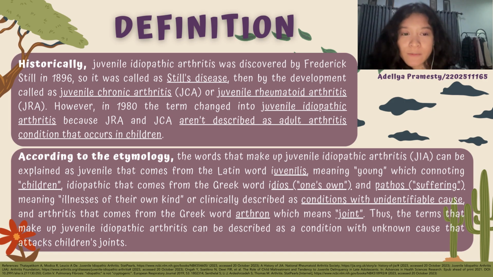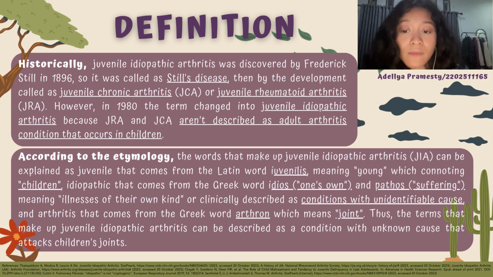So here I'm gonna explain about the definition. Historically, juvenile idiopathic arthritis was discovered by Frederick Still in 1896, so it was called Still's disease. Then, with further development, it was called juvenile chronic arthritis or juvenile rheumatoid arthritis. However, in 1980 the term changed to juvenile idiopathic arthritis because juvenile chronic arthritis and juvenile rheumatoid arthritis are described as adult arthritis conditions that occur in children.